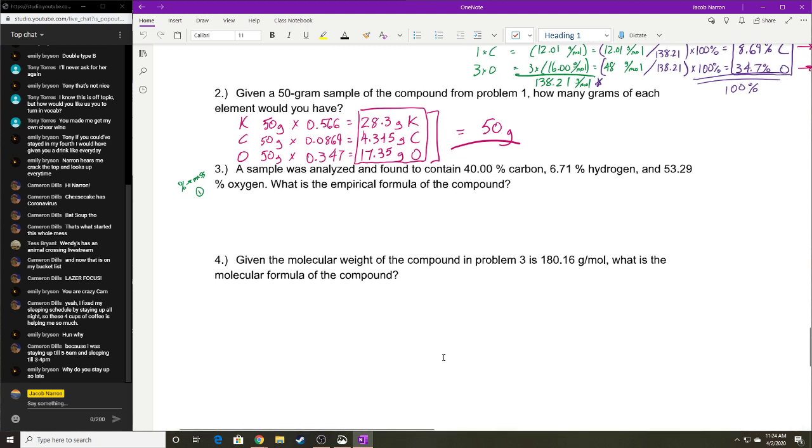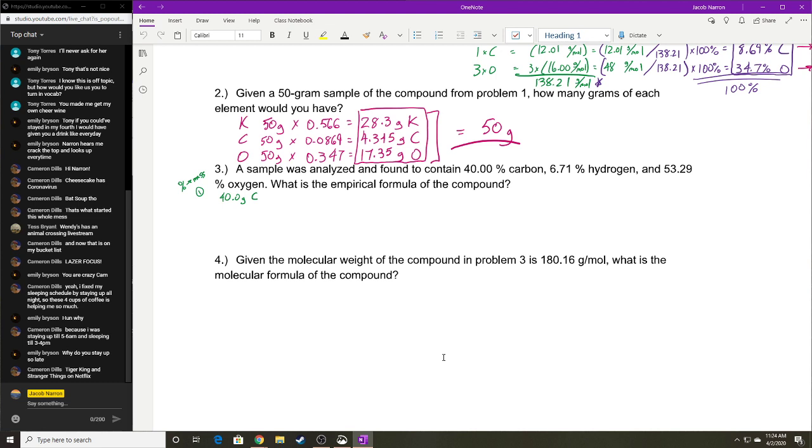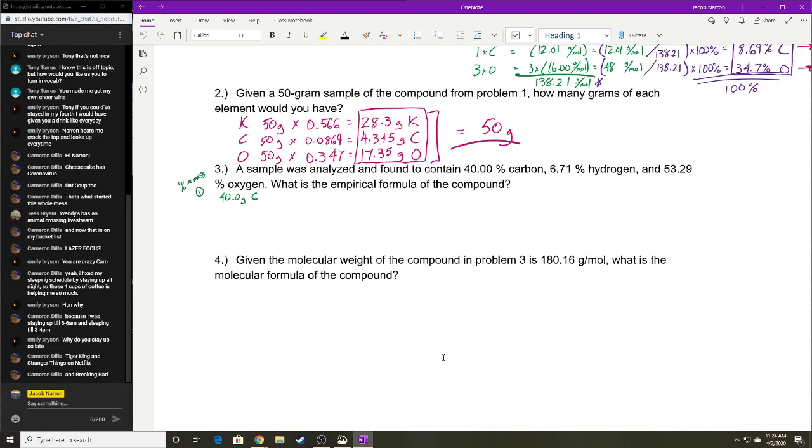Instead of writing these percentages, I am literally just going to write them as masses. I know I got 40% carbon, so I'm just going to make it 40 grams of carbon. Next, I know I got 6.71% hydrogen, so I'm going to make it 6.71 grams of hydrogen. And last but not least, 53.29 grams of oxygen. I'm literally just taking all those percentages and writing them out as grams.